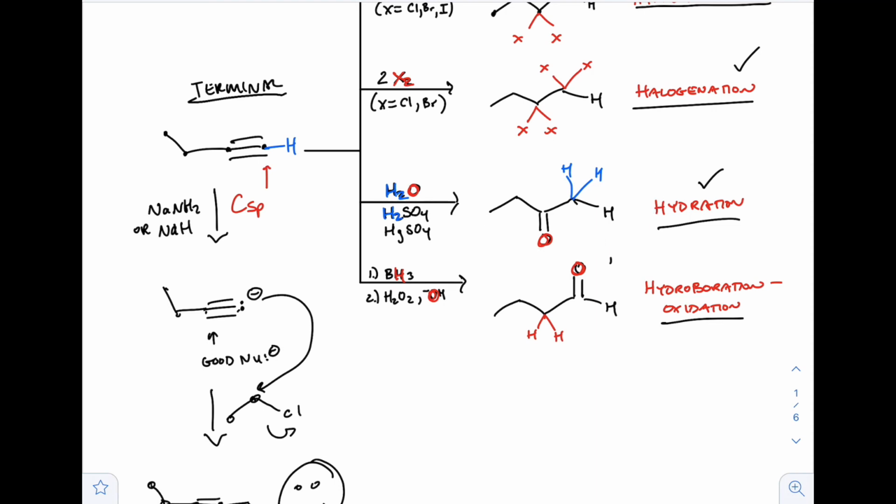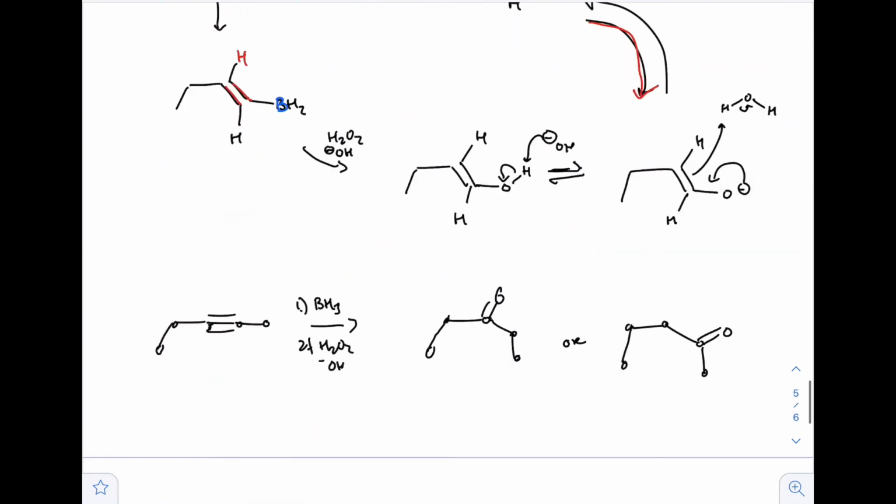Notice for the hydration process, we got a ketone, right? So this just really depends on your synthetic goal. If you want to make a ketone, you go with the acid hydration, or if you want to get an aldehyde, you can go with the hydroboration oxidation process. And so that's why it's really useful to understand all of these reactions, so that way you can take different routes depending on what your end goal is.